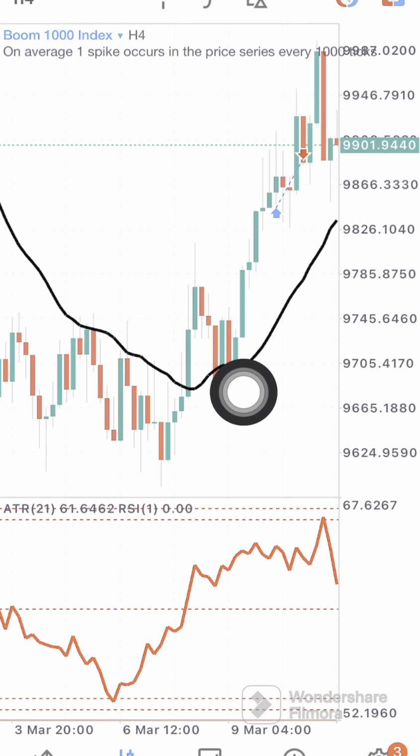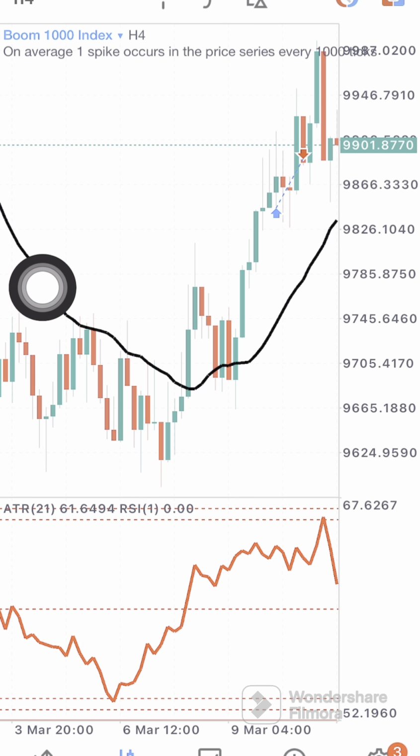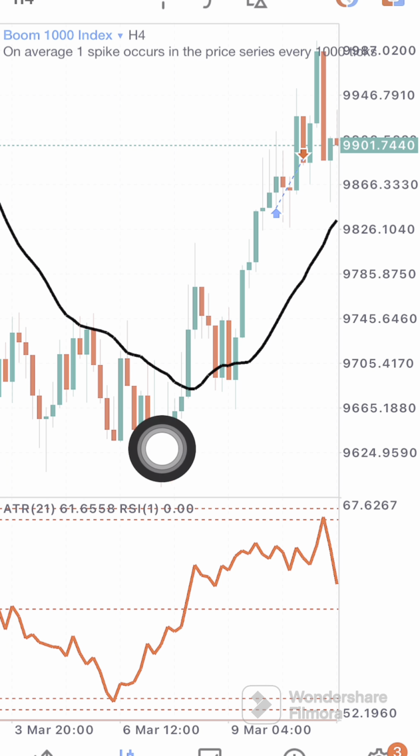Price has already broken above our 21 exponential moving average, which is our trend following indicator. We are using the 21 moving average to identify our trend. When the price is above the 21 moving average, the market is in an uptrend, we will look for buy signals. When the price is below the 21 moving average, the market is in a downtrend, we will look for sell signals. So I've identified an area that I need to buy.